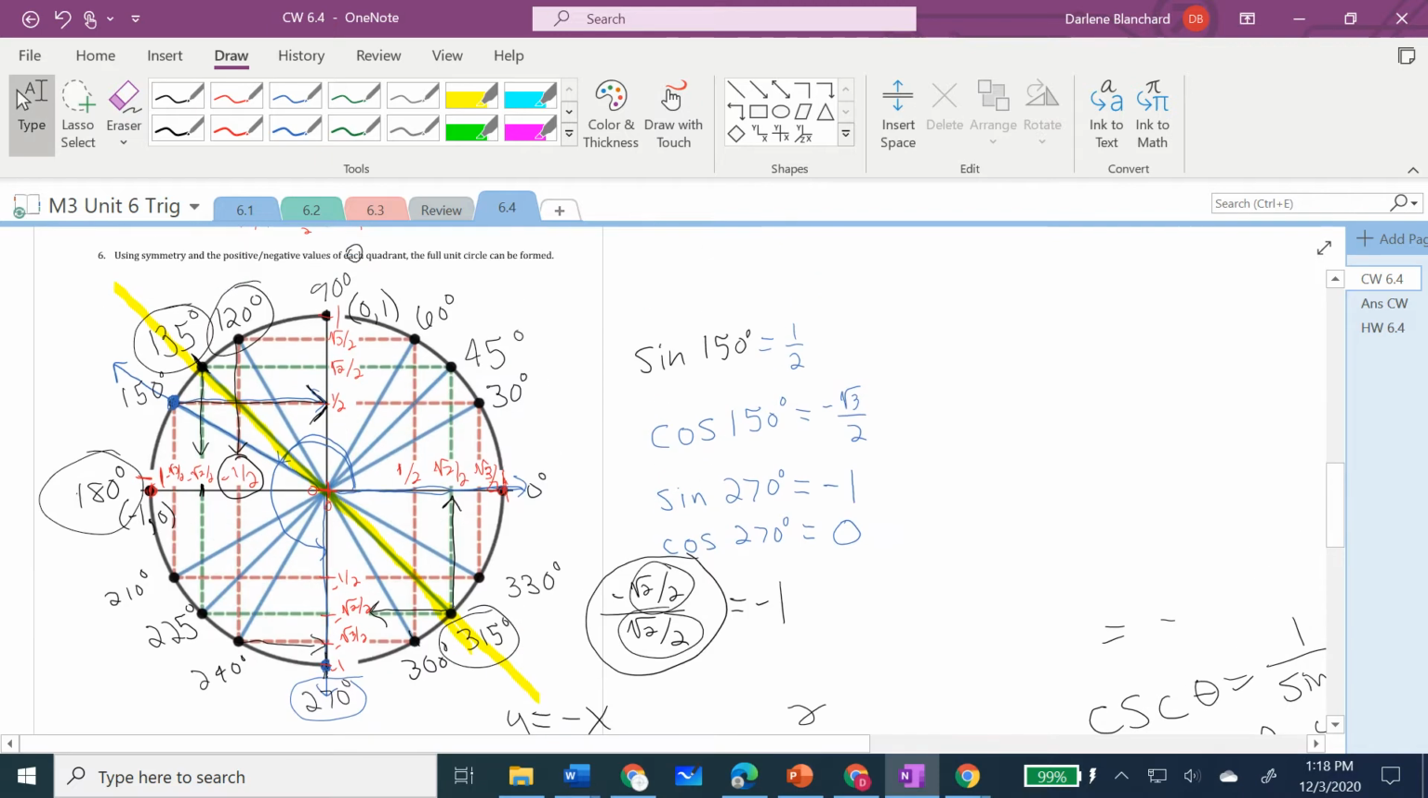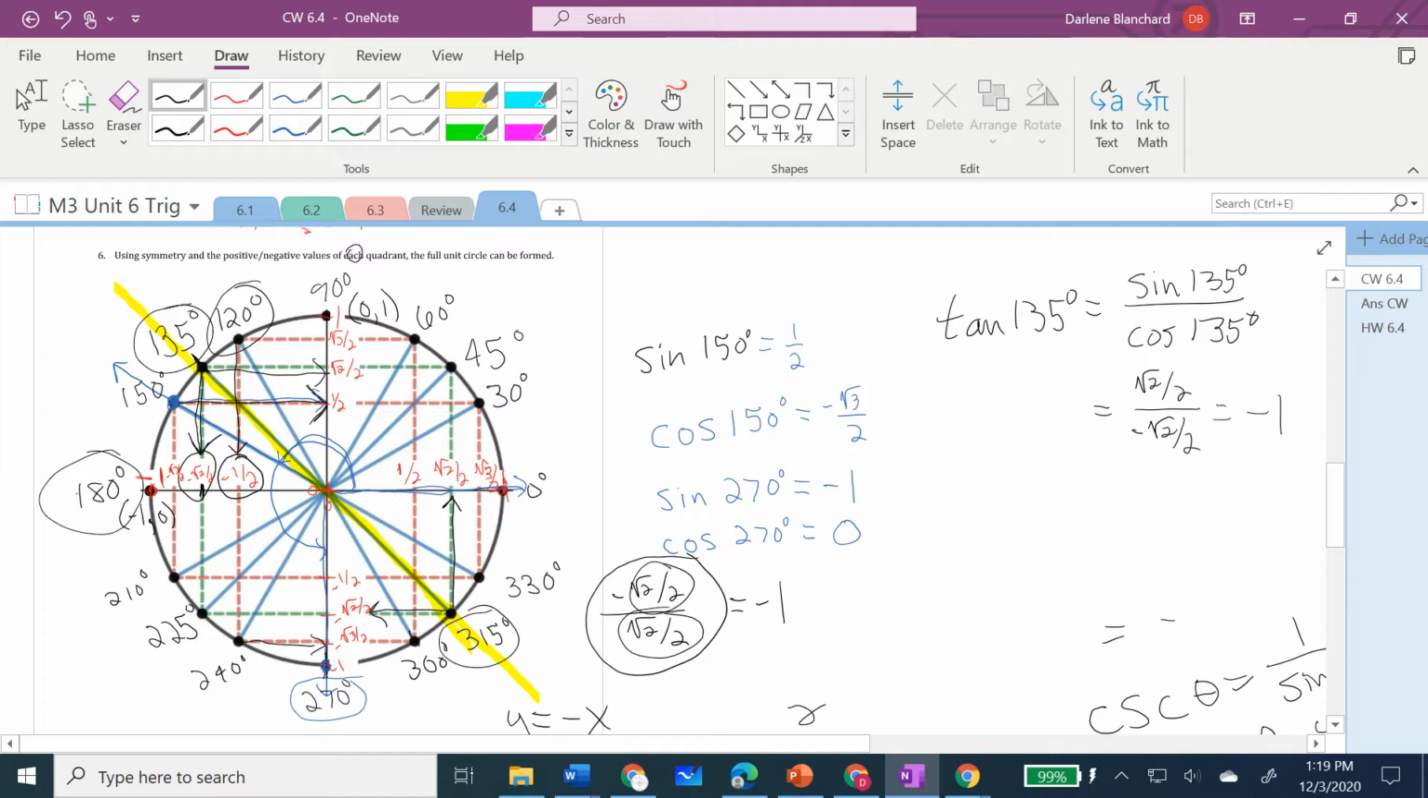Any guesses on the tangent of 135? If you need to, let's write out the tangent of 135 degrees is equal to the sine of 135 degrees divided by the cosine of 135 degrees. The sine is positive root 2 over 2. The cosine is negative root 2 over 2. What does that simplify to? -1.